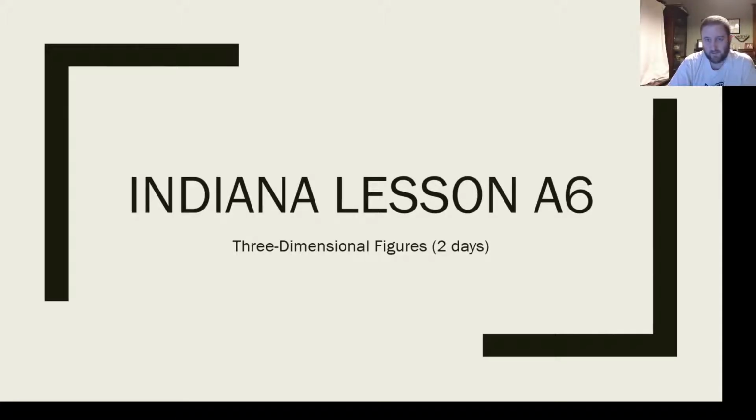Our lesson today is on three-dimensional figures. This module really is all about finding volume of three-dimensional shapes. So think of like boxes, cubes, prisms, pyramids, spheres, things like that.